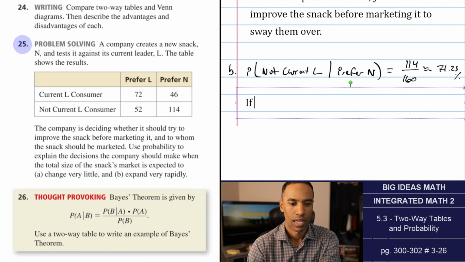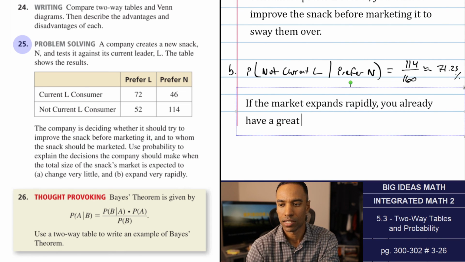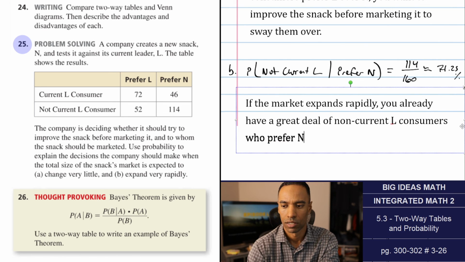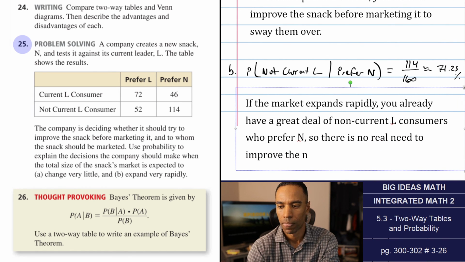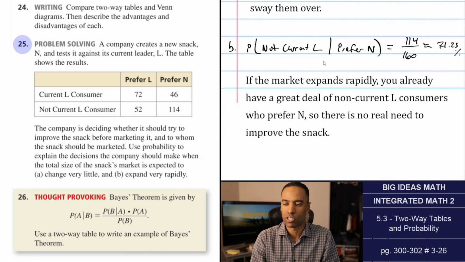If the market expands rapidly, you already have a great deal of current consumers who prefer N. So there is no real need to improve the stack. You already have them if they are expanding. So that's the idea of it to me. That's what I'm going to go with on that one.